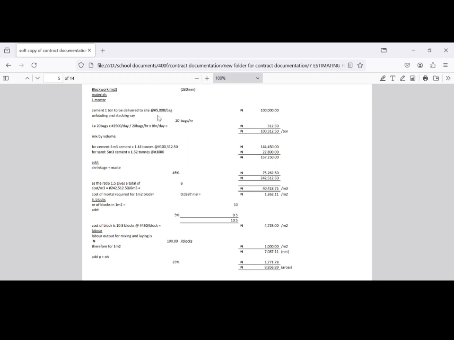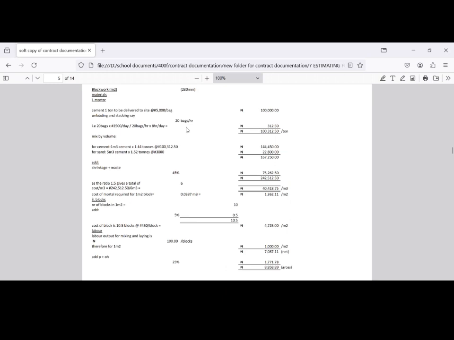Because one bag of cement is 50 kg, 1 ton is 1,000 kg. That is, there are 20 bags in a ton. So cement of 1 ton to be delivered to site will be 100,000, assuming that the price is 5,000 naira per bag. Now, let's say after they transport it to site, because that money includes the cost of transportation, to unload and stack it, to put it in your store, will be how much now?